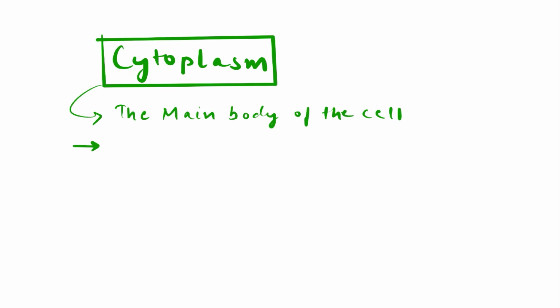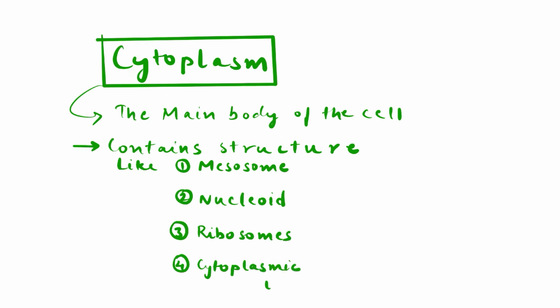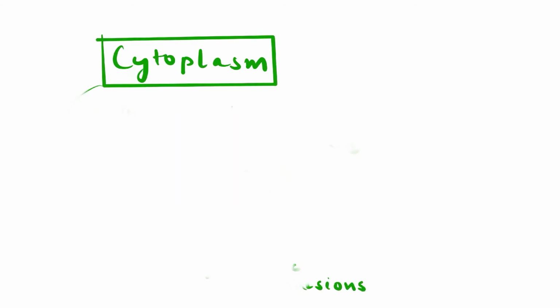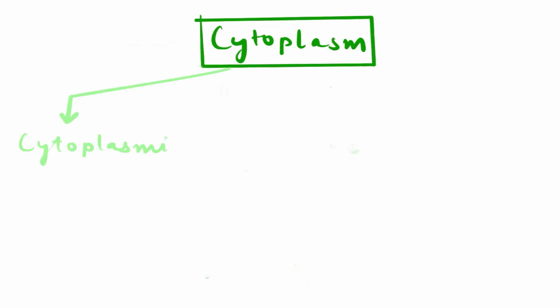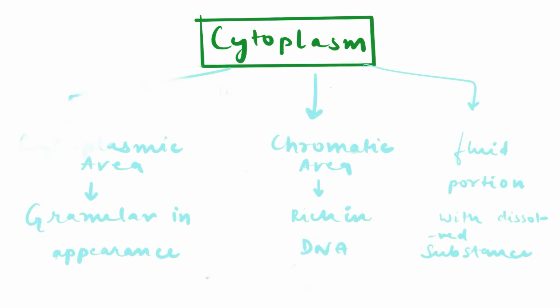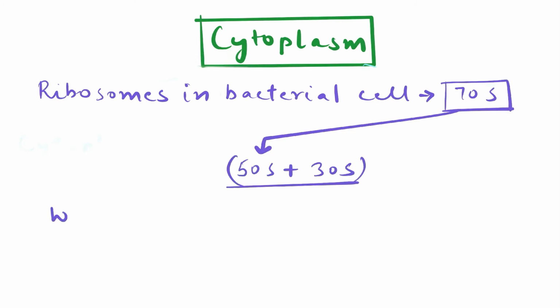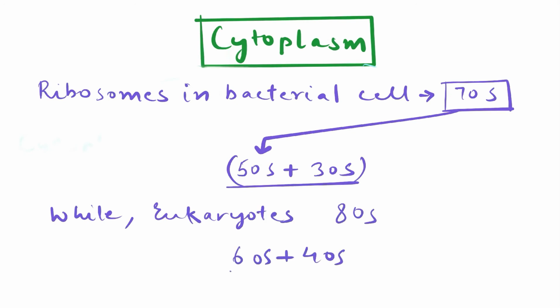Cytoplasm, the main body of the cell. It contains structures like mesosomes, nucleoid, ribosomes and cytoplasmic inclusions. Cytoplasm is divided into three areas: cytoplasmic area, granular in appearance; chromatin area, rich in DNA; and fluid portion with dissolved substances. Ribosomes in bacterial cells are 70S, composed of 50S and 30S, while eukaryotes have 80S, composed of 60S and 40S. S stands for sedimentation coefficient.